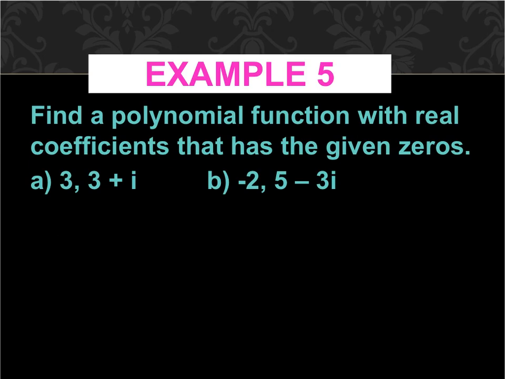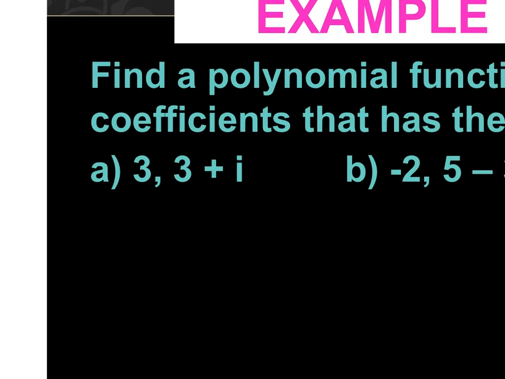So if you have a question like this, and they say, find the polynomial function with real coefficients that has the given zeros, they're giving you what x equals. They're telling you that x equals 3, and that x equals 3 plus i. Is one of those zeros imaginary? Yes. So if you have an imaginary 0, what do you have to account for? The conjugate. So I also have a 0 at x equals 3 minus i. Okay? Only counts for our imaginaries.